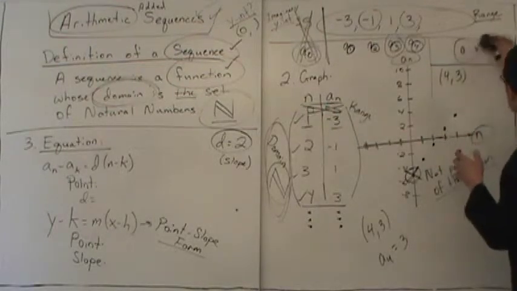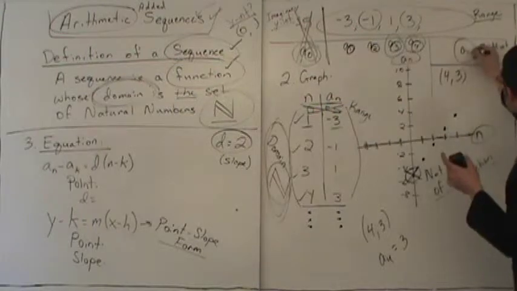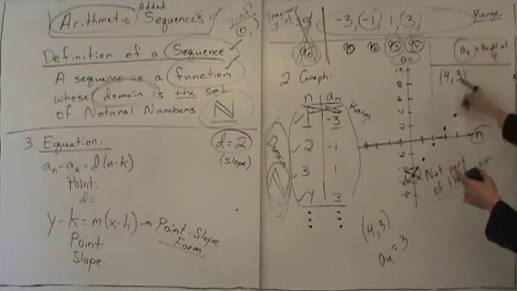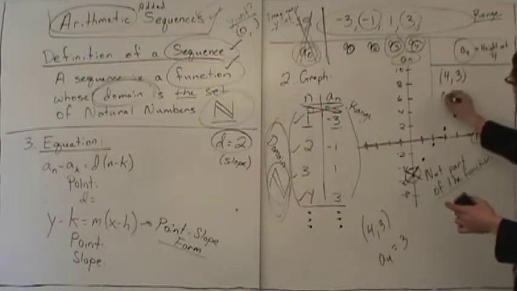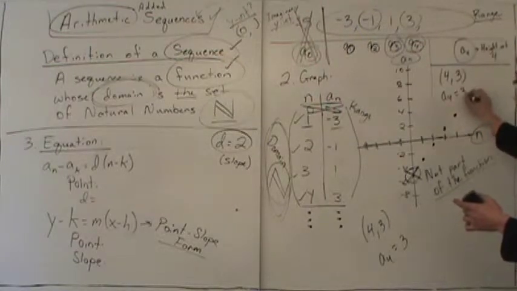Let me make this a sub 4. Okay, so a sub 4 represents what? A sub 4 represents the height at 4. So if I write the point 4, 3, you read this as what? A sub 4 is equal to 3.